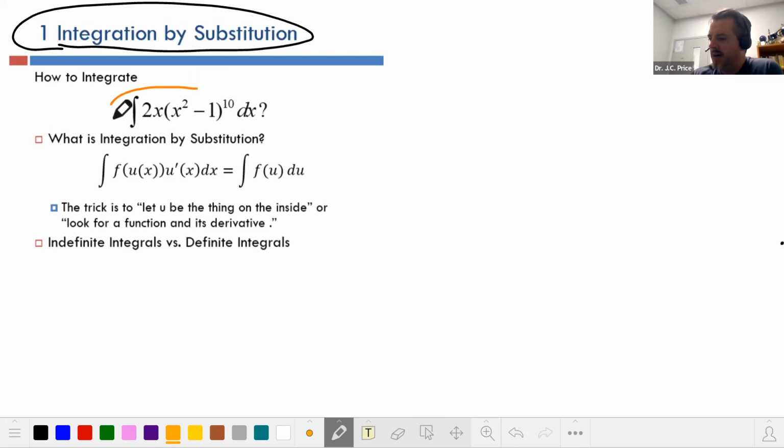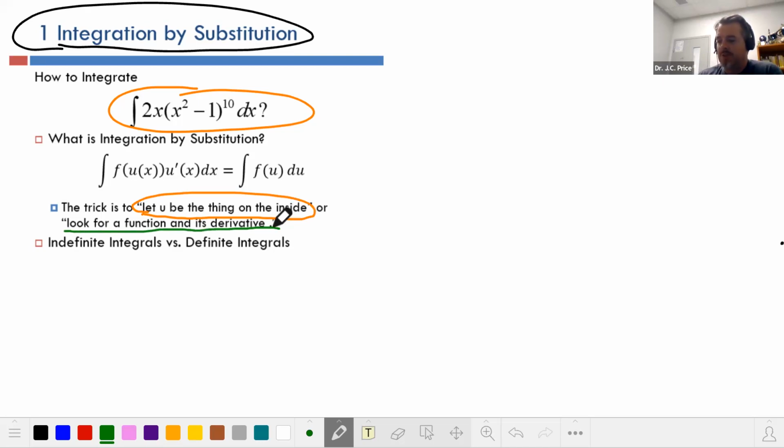The idea is how do we integrate something that looks like this? First of all, you want to realize it's not one of our types, so we're going to have to do something to turn it into one of our types. The idea of integration by substitution is to basically just let u be the thing on the inside. That's a general rule that usually works. And if that doesn't work, then we can be a little bit more fancy and look for a function and its derivative.